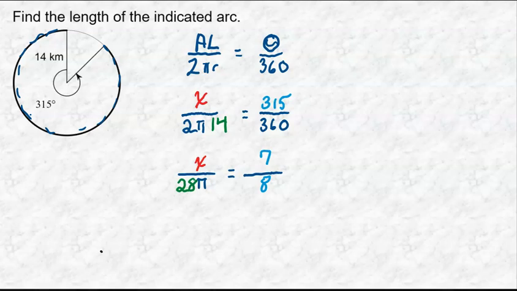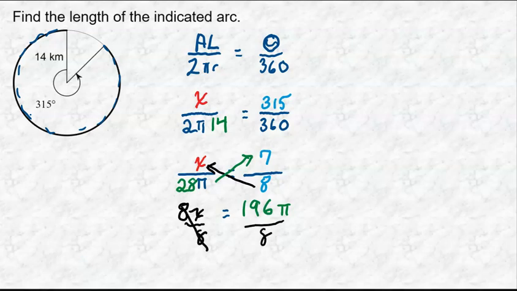So let's do that. So 8 times x is 8x. Then 28 pi times 7 is 196 pi. Now, from there, I just have to divide that 8 away from the x. And when I do that, I get this situation with 196 pi over 8.